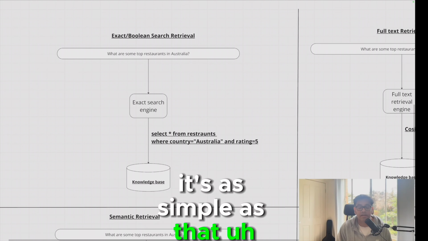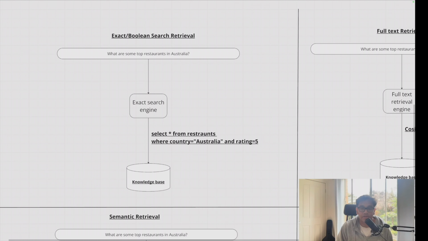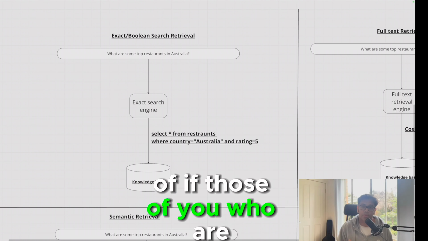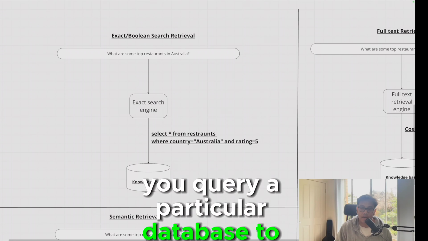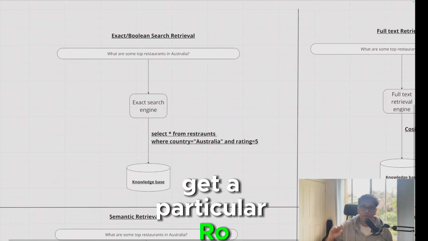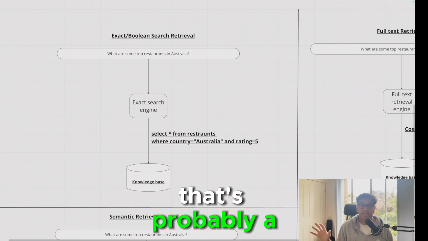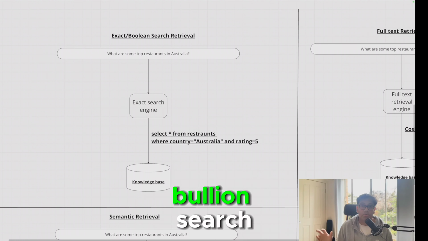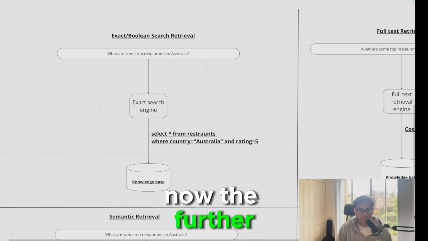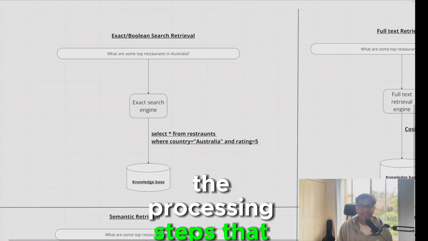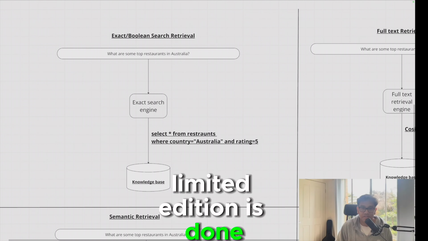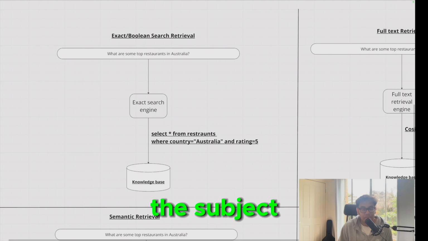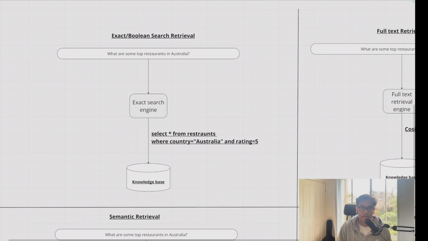It's as simple as that. Think of it literally like, if those of you who are familiar with SQL, how in SQL you query a particular database to get a particular row. That's probably an example of a Boolean search. Now there are further processing steps involved within it, where a query is taken, it's probably stemmed and lemmatization is done, and you probably identify the subject and then you put it into a Boolean search. But in essence, that's what it is.